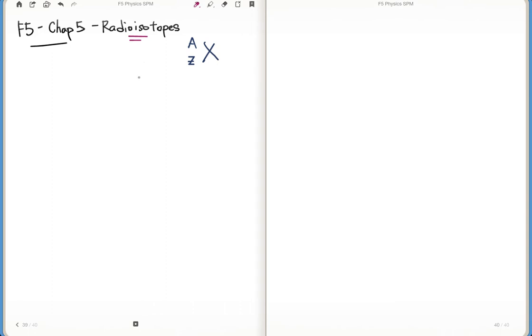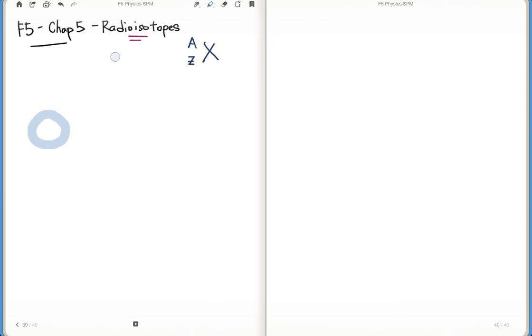So first, I'm going to bring back the same structure of an atom, which I have drawn in my previous video. So for a neutral atom, we have a nucleus. For isotopes, there is actually a definition in SPM: the atoms of the same element have the same proton number but different nucleon number. So meaning isotopes, in objective questions, all have the same proton number but different neutron number.